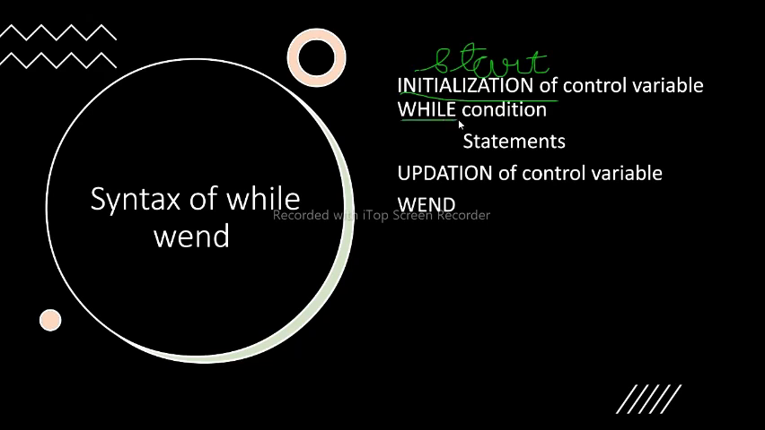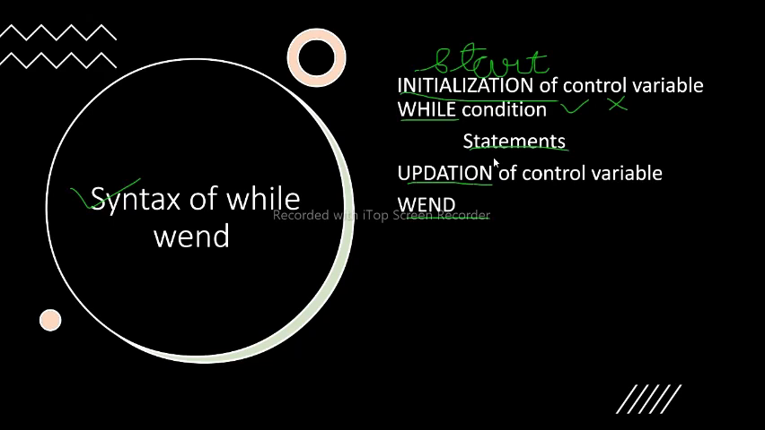while is associated with wend, okay, and these both are compulsory in syntax of while-wend. And then the condition on which the computer will decide it is true or false. Then the statement you will give, which is important and essential for the coding. Then the updation of control variable.